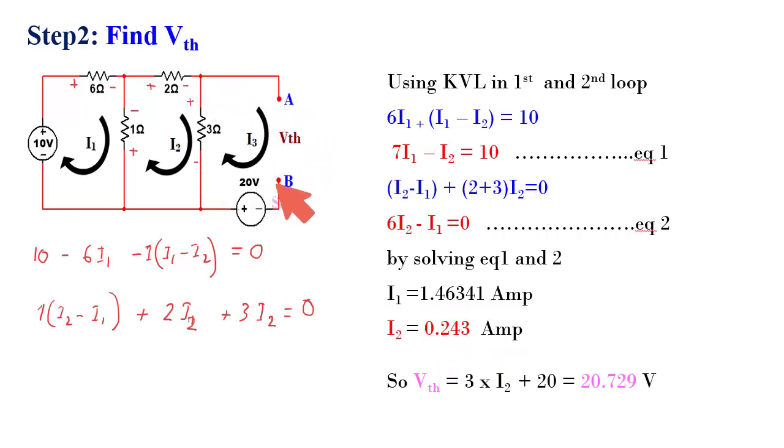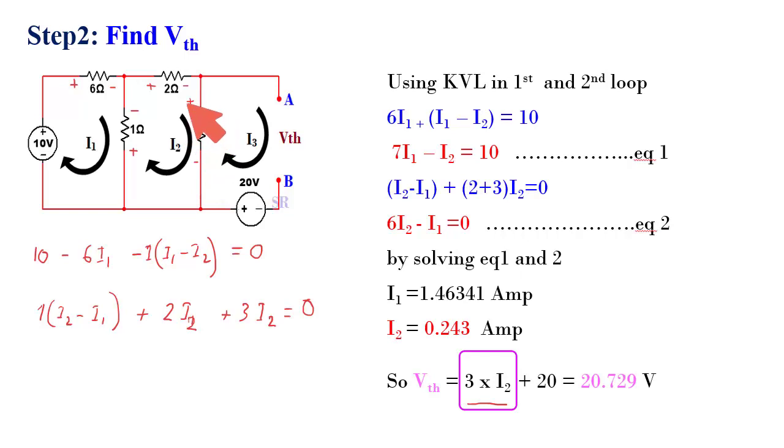This A point is here and this B point is here. So the potential VTH is equal to the summation of the voltage drop across this 3 ohm resistance and this voltage source. So what is the potential drop across this 3 ohm resistance? The potential drop across this 3 ohm resistance is current I2 multiplied by this 3. This is that current I2 multiplied by this 3.